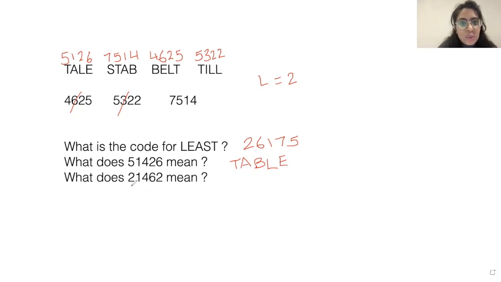Excellent work. Let's give the third question a go, and hopefully this also makes a word. Right, 2, we know 2 is L. 1, we know is A. 4, we know is B. 6, we know is E. And 2, we know is L. Label. Brilliant. And there we have solved this question. So always look for patterns and it will work.